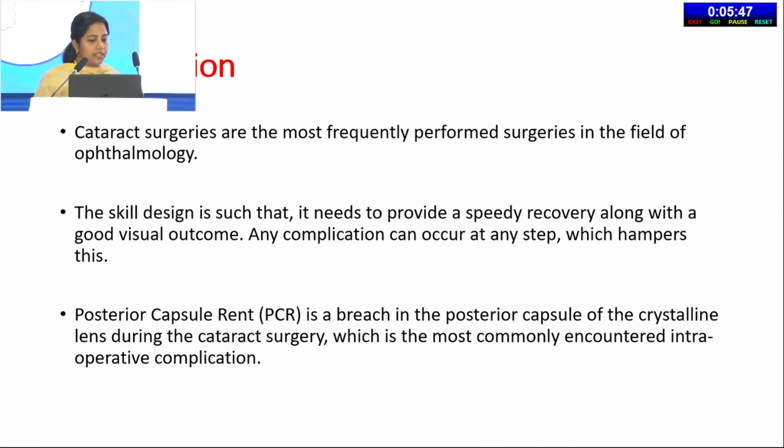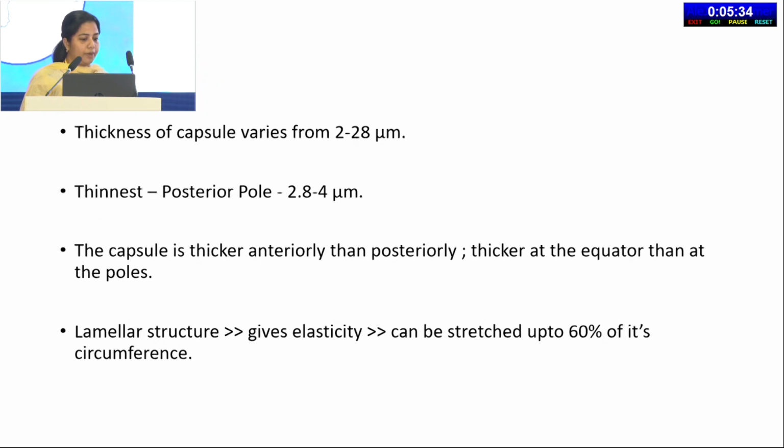surgical design is such that it needs to provide a speedy recovery along with a good visual outcome. And any complication can happen at any step which hampers this. Posterior capsular rent is a breach in the posterior capsule of the crystalline lens during the cataract surgery, which is one of the most commonly encountered intraoperative complications.